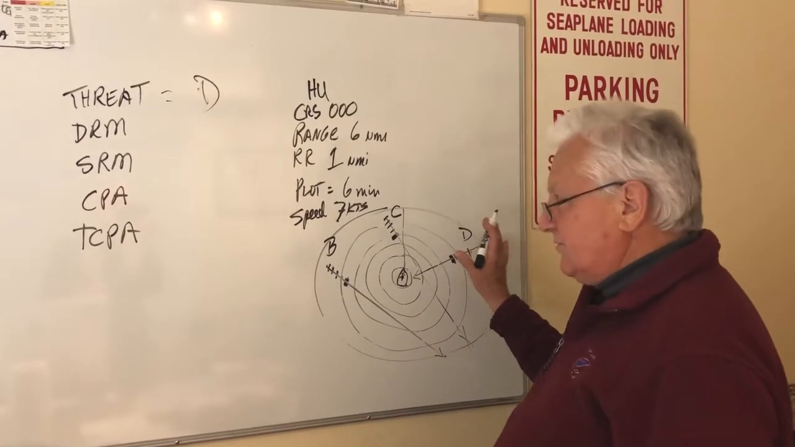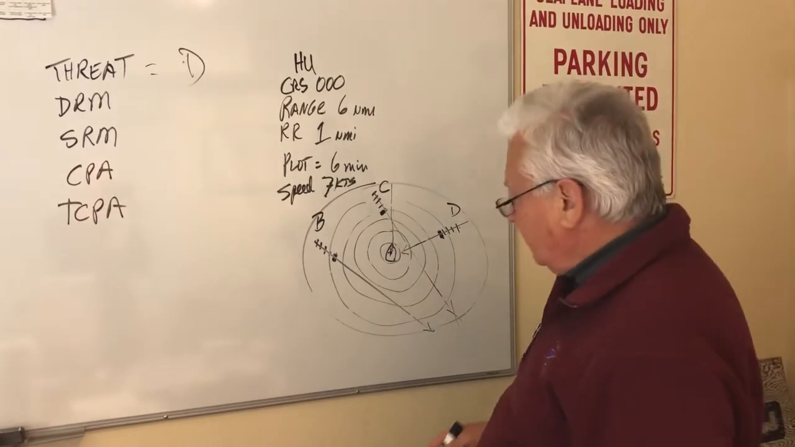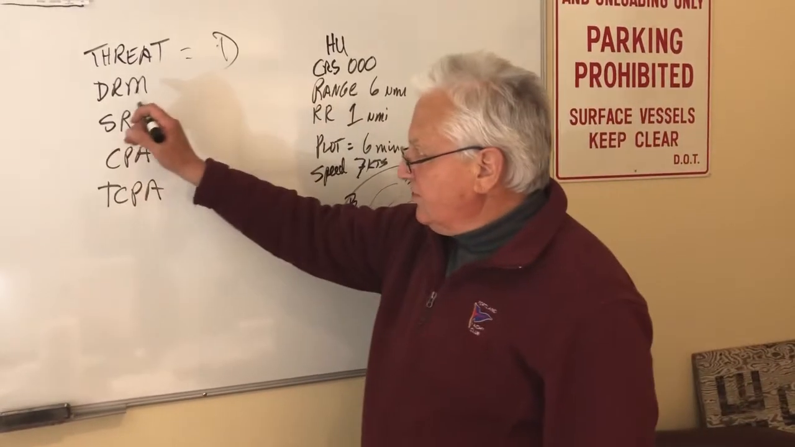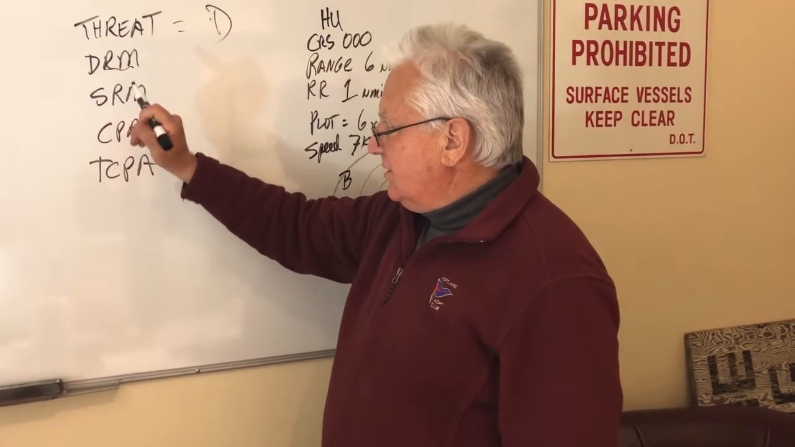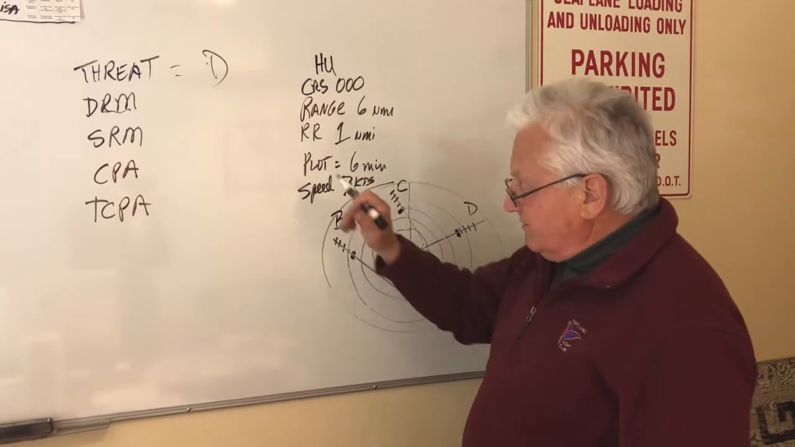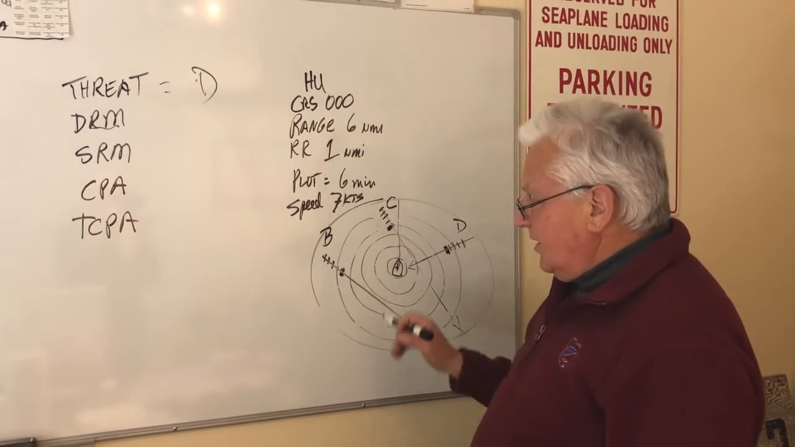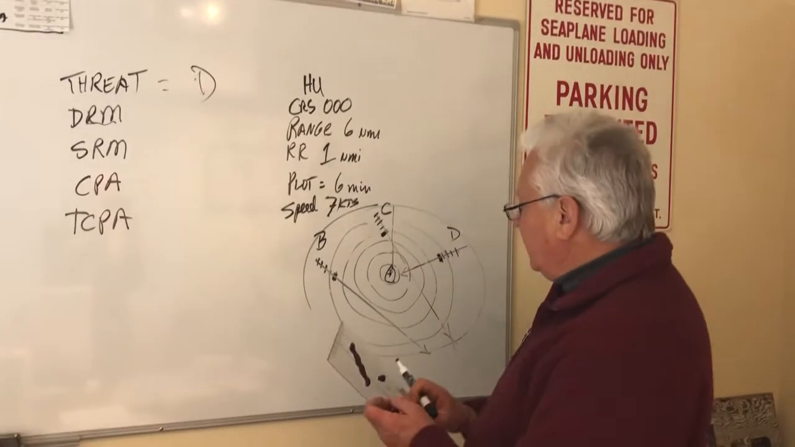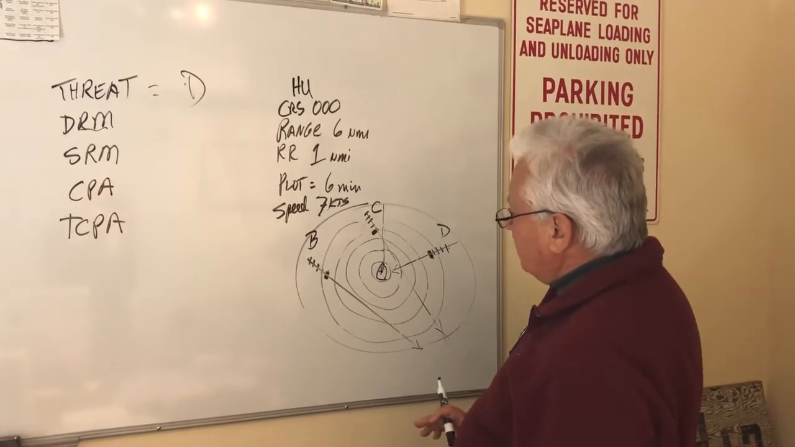Now that we solved that one simple problem, the next thing we need to do is figure out the direction of relative motion, that's the direction of this vessel compared to us, the speed of the relative motion, and then we'll figure out CPA and TCPA. So let's figure out direction of relative motion of target B.